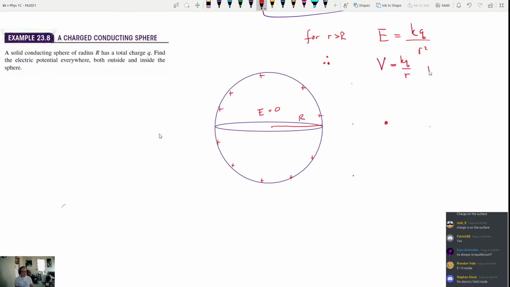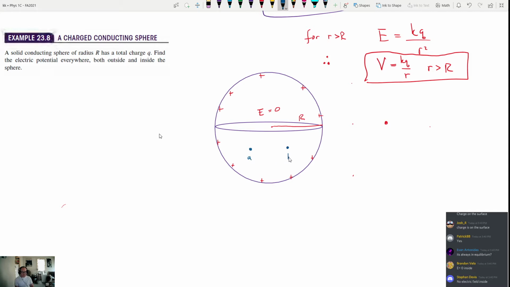So we know that for r greater than big R, when you're outside of the object, this is what the value of the electric potential is, okay? Because it acts just like a point charge for r greater than R, right? What about on the inside? Now, this is the part that's simple, but it's not simple.